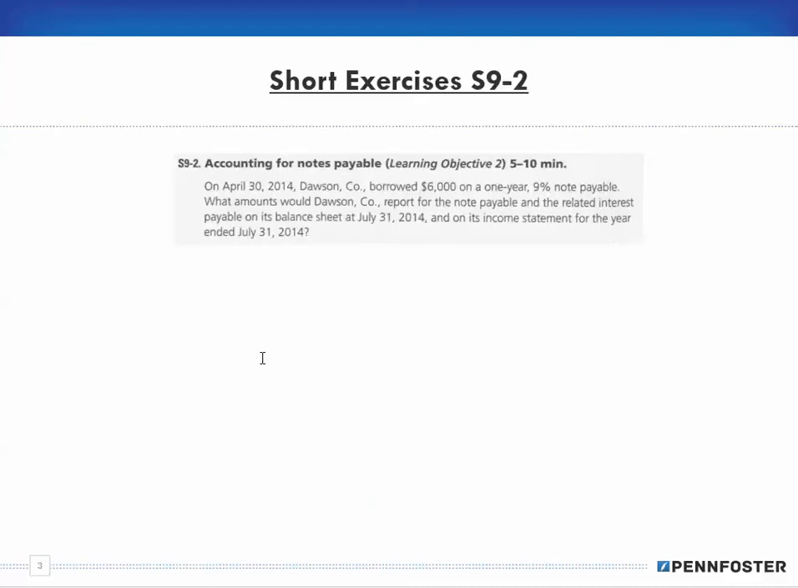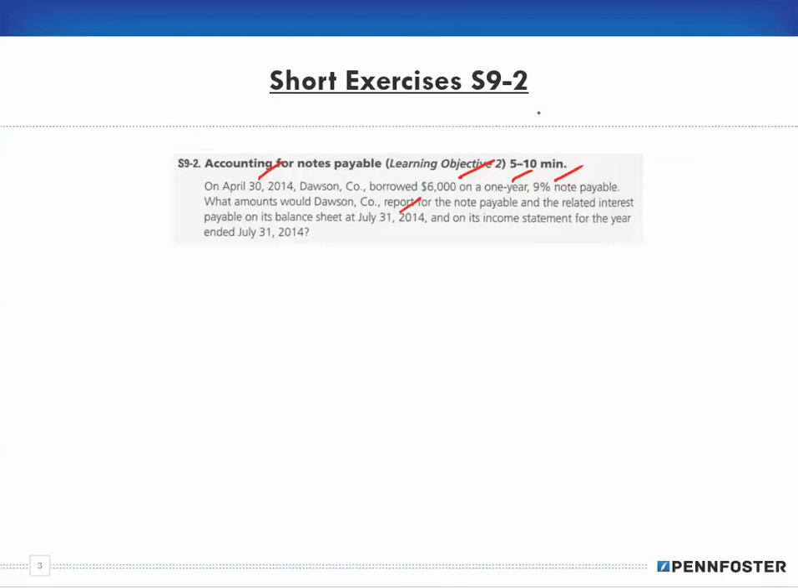All right, so we're going to be working on the short exercises here, and we are starting with 9-2, accounting for notes payable. On April 30th, 2014, Dawson Company borrowed $6,000 on a 1-year 9% note payable. What would Dawson report for the note payable and the related interest payable on its balance sheet at July 31st and on the income statement for the year ended July 31st?